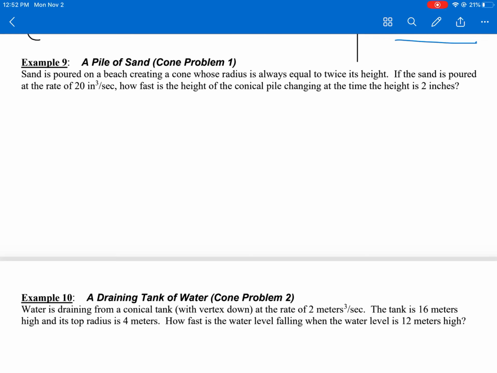twice its height. If the sand is poured at the rate of 20 inches cubed per second, how fast is the height of the conical pile changing at the time the height is 2 inches?